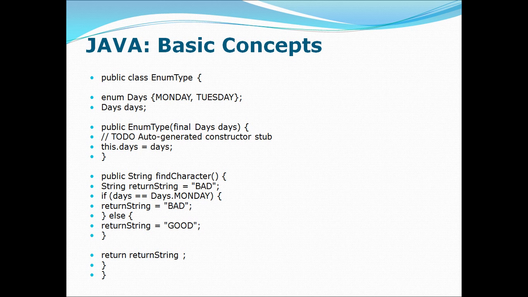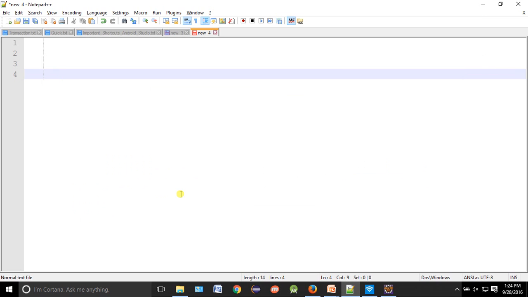So in the constructor, we'll pass what the day is. It can be Monday, Tuesday, whatever day we want to pass. Now whenever I call the method called find character, it will check whether the day is Monday or whatever. If it is Monday, then it will say bad day. If it is any other day, then it should be a good day. As simple as that. So if I want to write this code, how will I write it? How will our syntax look?